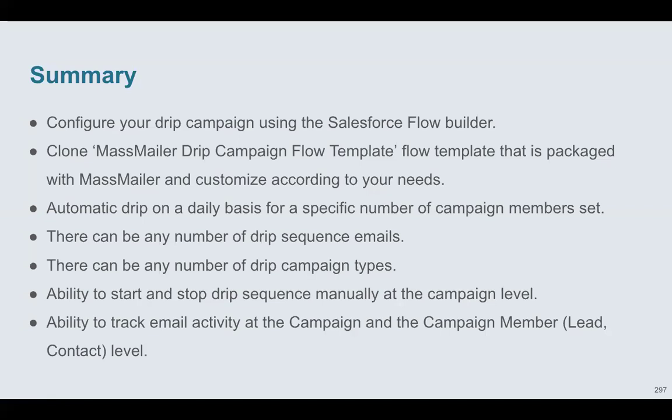And also you can have different types of campaigns, meaning it could be a nurture drip, or it could be maybe a trial. You're offering a trial and you need to send a drip. So whatever it may be, you can define different types of campaigns, and then again, accordingly, you will have to customize the flow so that it picks up the right campaign type. And you can start and stop the drip sequence. That's possible at the campaign level.